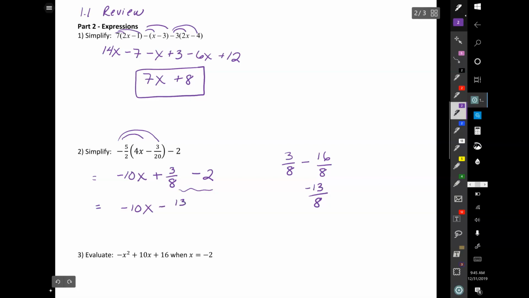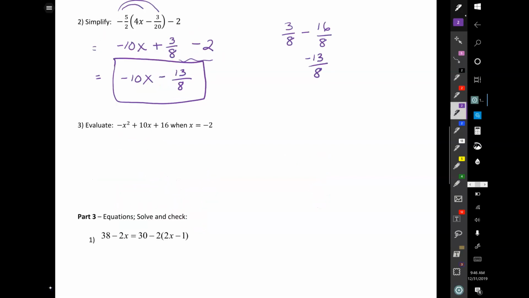And preferably for these type of just skill type problems, just leave it as a reduced improper fraction. But if you like, you can put it into a mixed number. So you could write that as minus 1 5/8, so that'd be fine too.